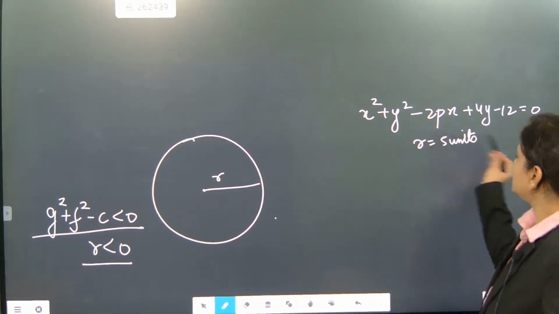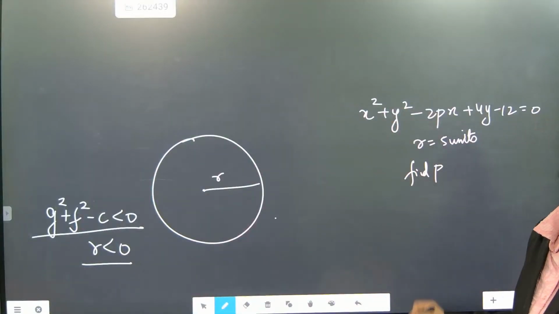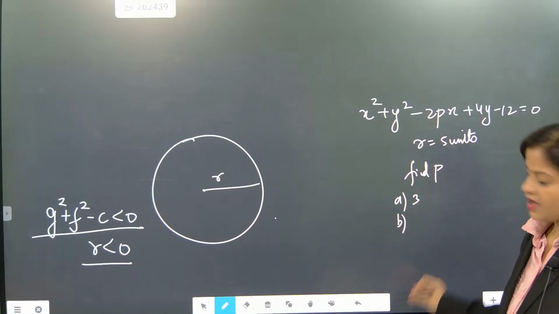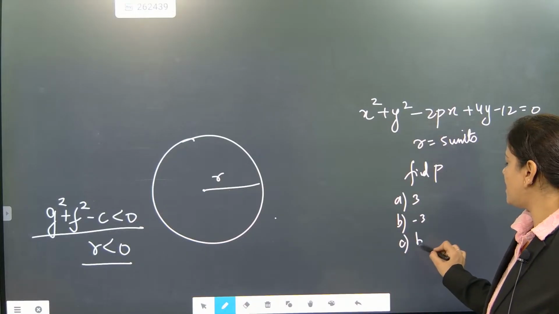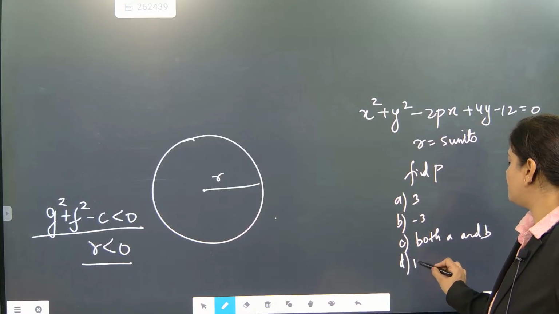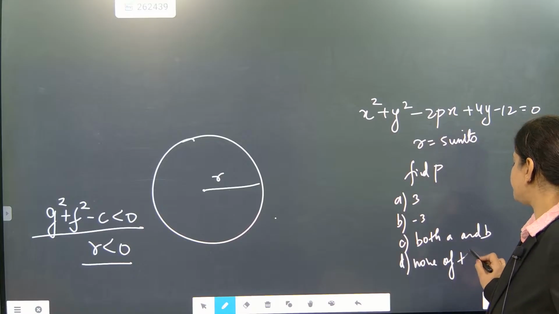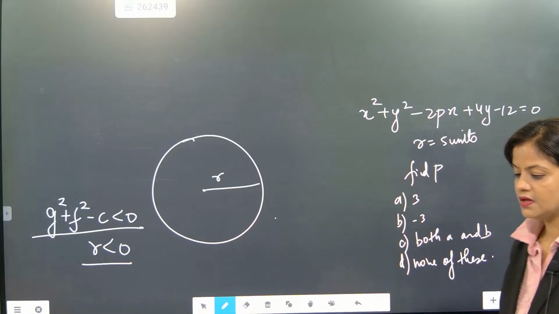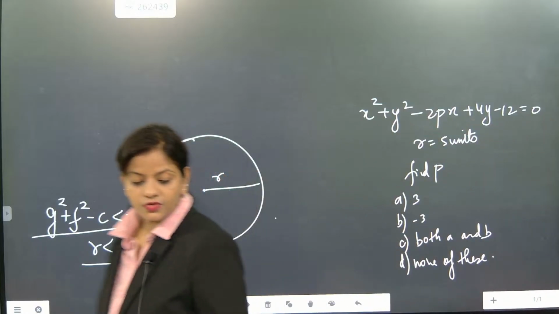Now look here. This is given. You have to find p. Now start solving the question. If this value is given, you have to find p. Option A is 3, option B is minus 3, option C they are telling both A and B, and D none of these. So let's see what value is coming. Try this question.